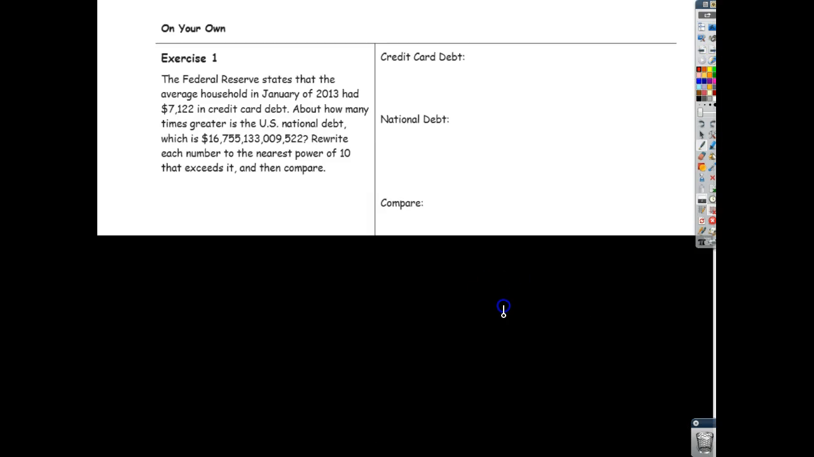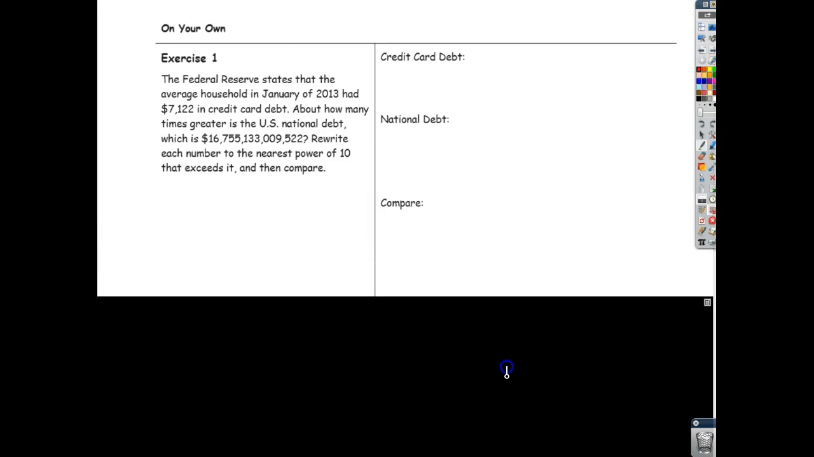Then this is the exercise that's actually in your book. So you looked at this one again, the credit card debt. We wanted to rewrite each number to the nearest power of 10 that exceeds it. Remember, this is the one that's bigger. So 7,122, and then we have 16,755,133,009,522. We're looking at the significant digit here.